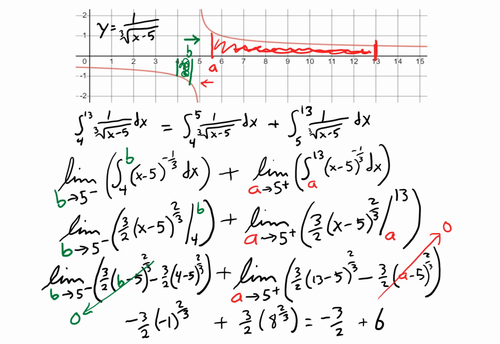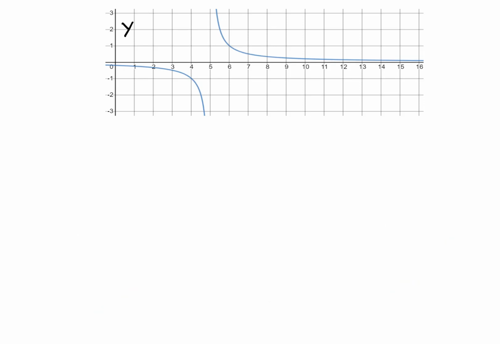Based on the graph, we expected a negative area because the curve is below the x-axis. Combining the two parts, we get a net signed area of 4.5. Our last example is similar to the previous one, but different in a way that turns out to be important.